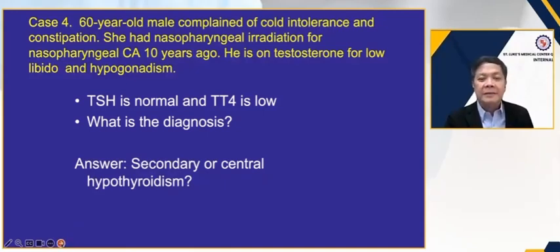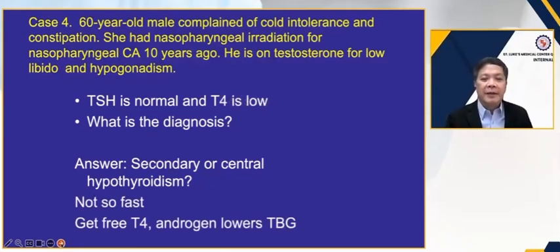But again, not so fast. Remember, there are medications that can cause binding or carrier protein to go up or go down. In the case of testosterone, binding protein goes down. So your inactive portion might just go down, causing the total T4 to be low. Remember, it's the FT4 that's causing the negative feedback. So one needs to get a free T4 in this situation because androgen can lower your TBG. And for all you know, the patient is euthyroid.